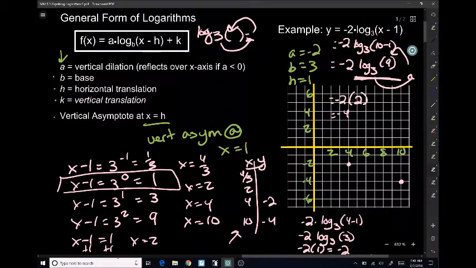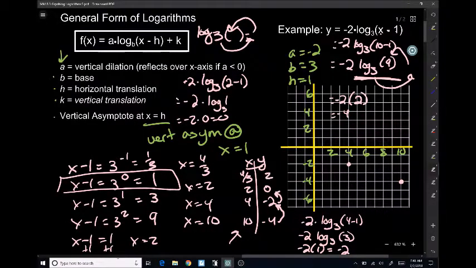I plug in 2. 2 minus 1 is 1. I'm going to come up to this spot now. So it's negative 2 times the log base 3 of 2 minus 1, which is negative 2 times the log of 1. The log of 1 is 0 because 3 to the 0 power is 1, so it's negative 2 times 0, which is 0. And at this point, I'm just going to take this pattern and move up to the point 4/3, 2. So I had the point 2, 0. And the point 4/3, 2.